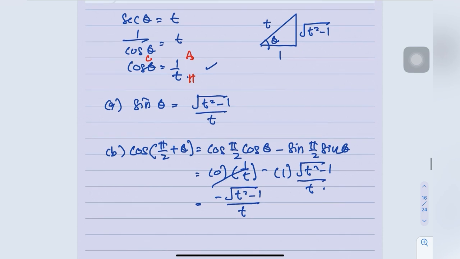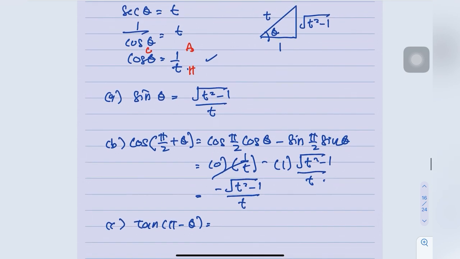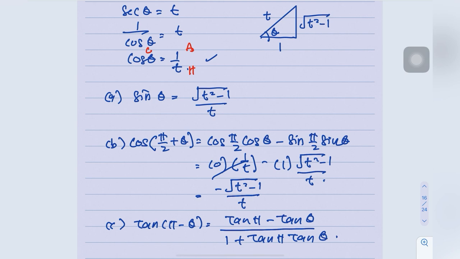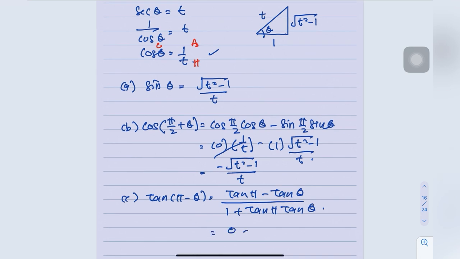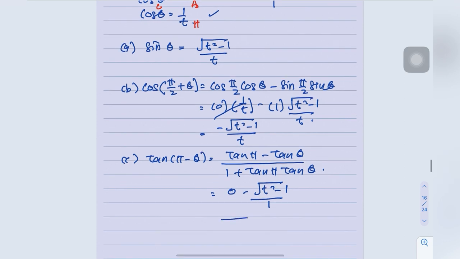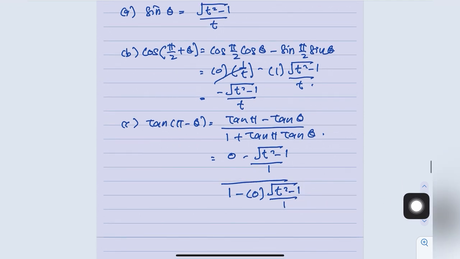C, tangent of pi minus theta. Same, by using the addition formula for tangent: tangent pi minus tangent theta over 1 plus tangent pi tangent theta. Substituting, tangent 180 is 0, and tangent theta is the square root of t squared minus 1 over 1. So we have 0 minus the square root of t squared minus 1 over 1, over 1 plus 0. Zero times whatever is 0, and 1 plus 0 is 1. So this becomes negative square root of t squared minus 1.